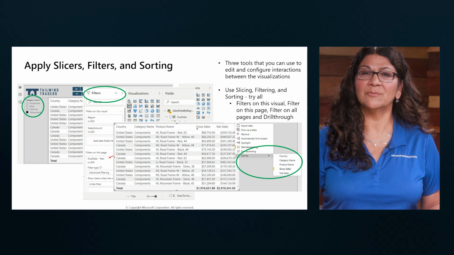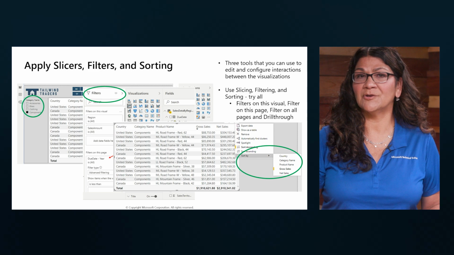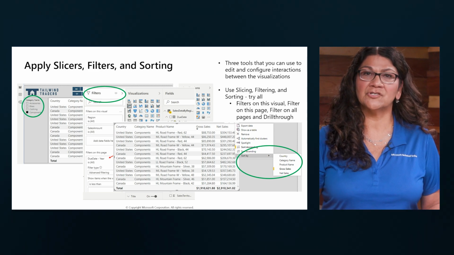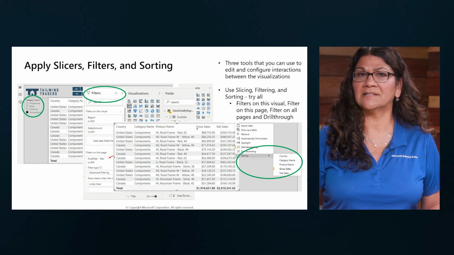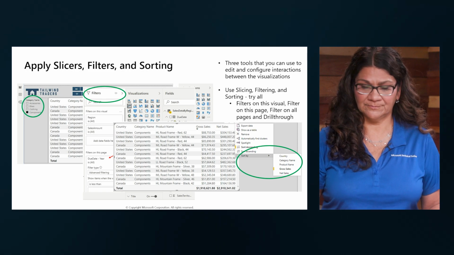Similarly, the products with low sales can be discontinued or replaced with new products to increase revenue. To sort a visual, start by selecting the More option, the ellipsis button in the upper right corner of the visual.